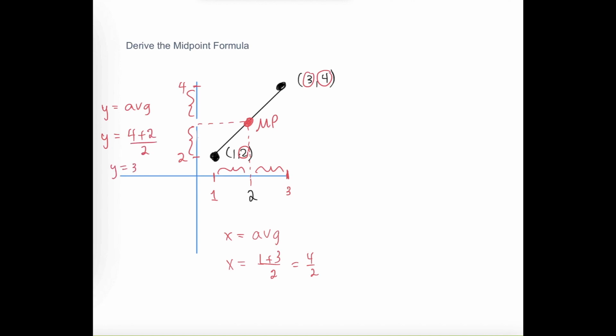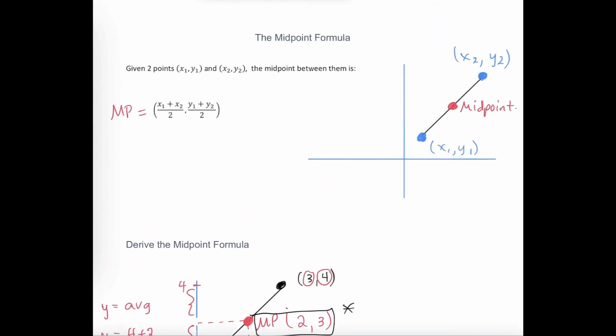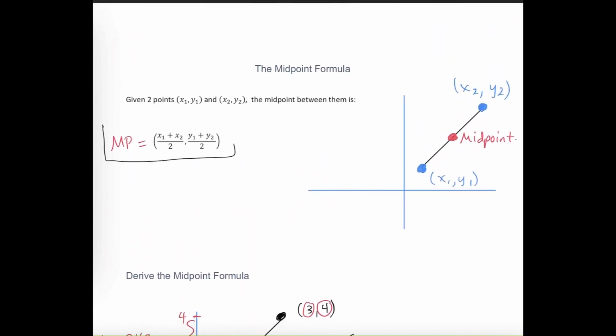And we now see that the midpoint for these 2 endpoints is the x coordinate 2 and the y value 3. So let's generalize this process to derive the midpoint formula that we see up here. In order to generalize a process, we basically take out the numbers and put in variables to say it could be any x, y ordered pair in general.